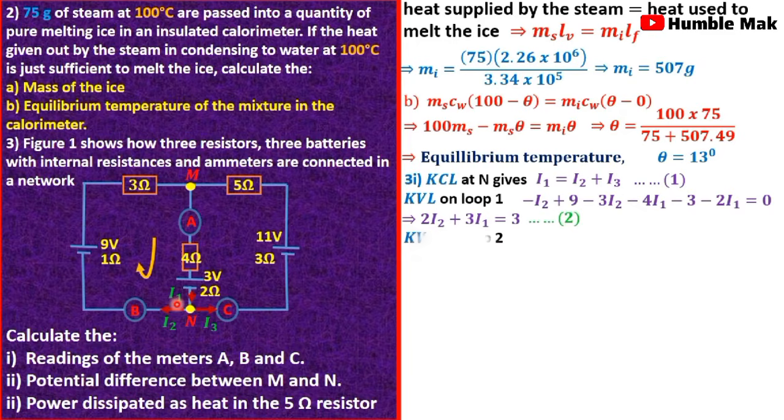Now, friends, if we also apply our Kirchoff's voltage law on loop 2, going in this direction, it means that similarly, we are going to have 3I1 plus 4I3 equal to 4. Let's call this equation 3.